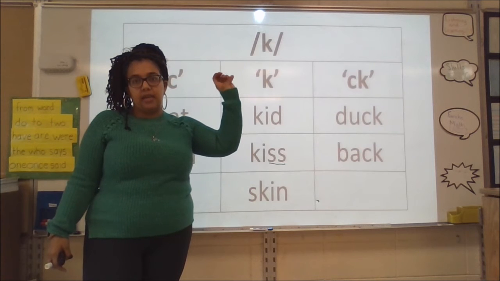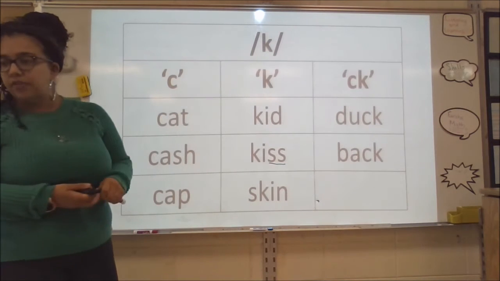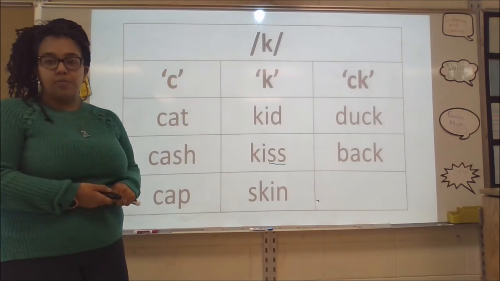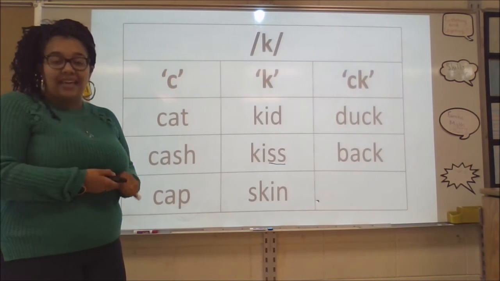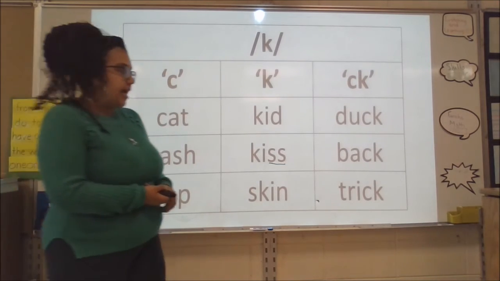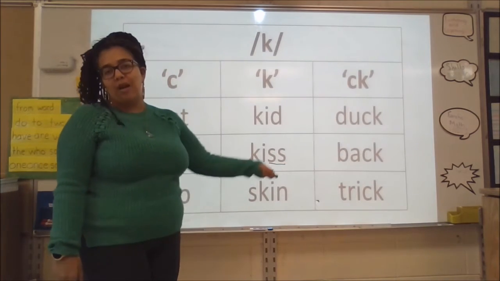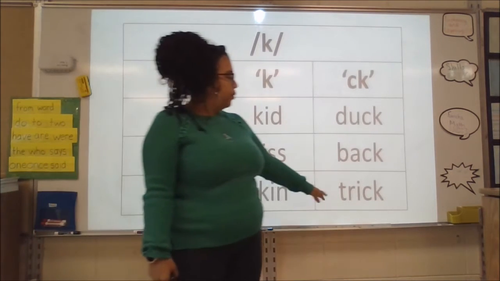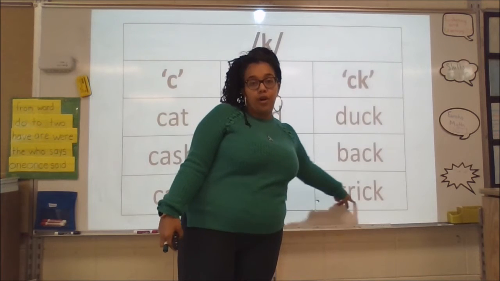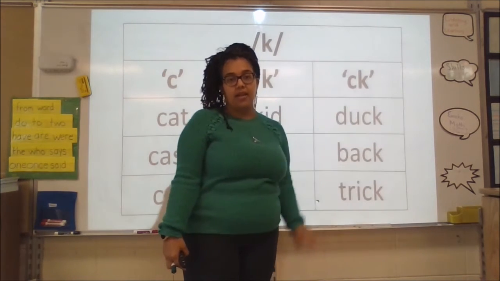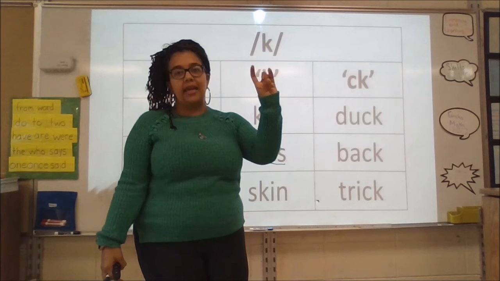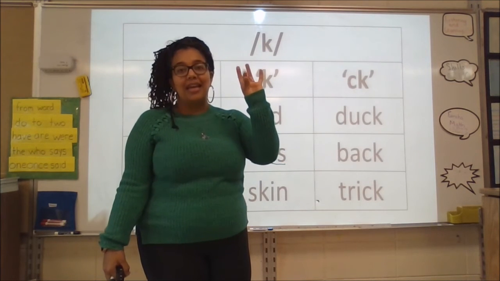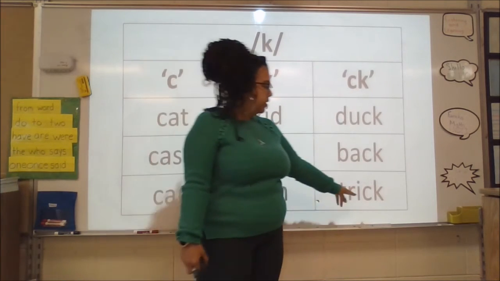S-k-in. Skin. And our last one for today will be thick. Thick. Which spelling do I use for the word thick? CK. Oh, sorry. Well, thick works too, but I wrote trick. Both of those work, and they both use CK. But trick is a four-phoneme, four-sound word using the CK spelling. T-r-ick. Trick. And as a bonus, thick. Ick. Thick. They all use the CK.